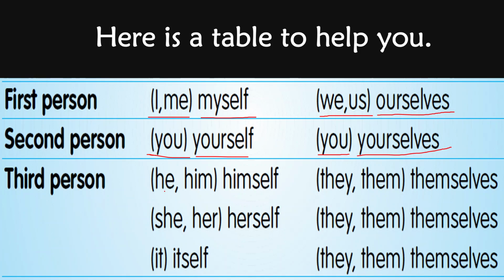Third person, for he, him, you can use himself. For she, her, you can use herself. For it, you can use itself. In the plural form, for they and them, you can use themselves. It will be the same over here. Okay.